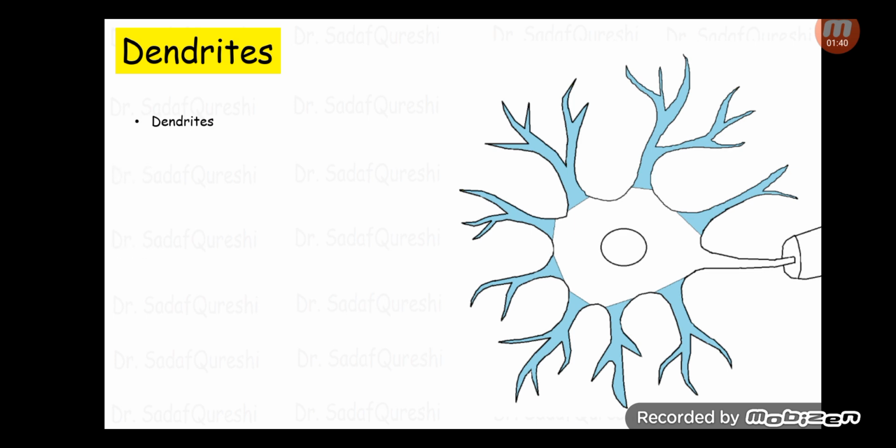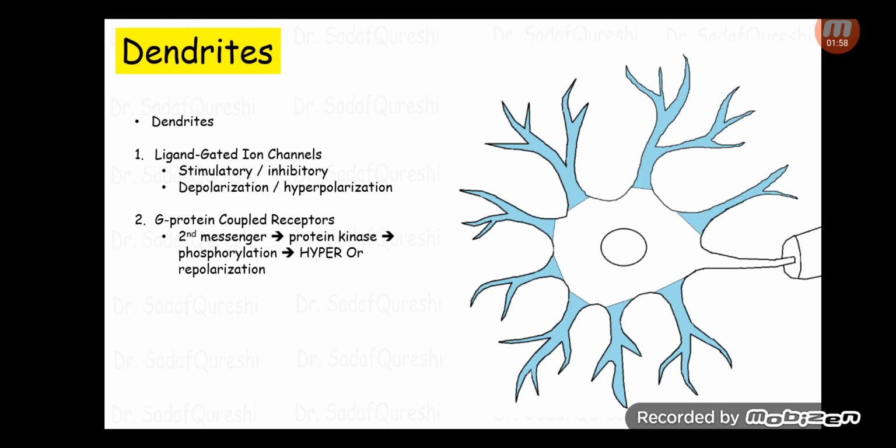If we talk about the plasma membrane of dendrites, it has some ligand-gated ion channels on it. These ligand-gated ion channels may be stimulatory if they cause depolarization of the neuron, but they may be inhibitory if they cause hyperpolarization of the neuron. The plasma membrane of the dendrite also has G protein coupled receptors that, when activated, produce second messengers that activate protein kinases, and that will consequently cause phosphorylation of some proteins. As a result, there will be hyperpolarization or depolarization depending on the type of signal.